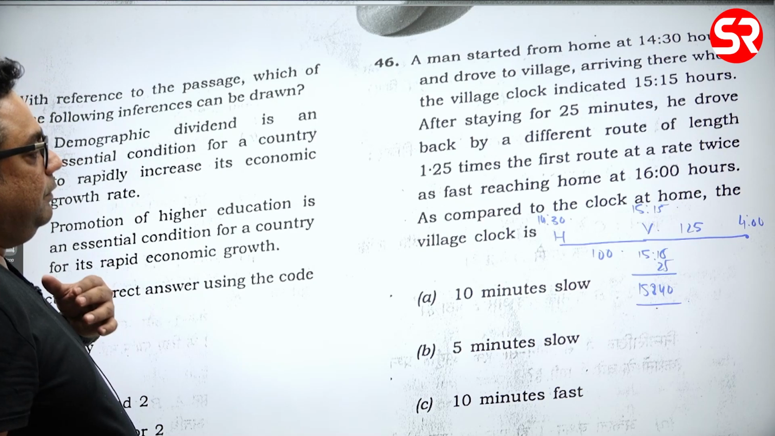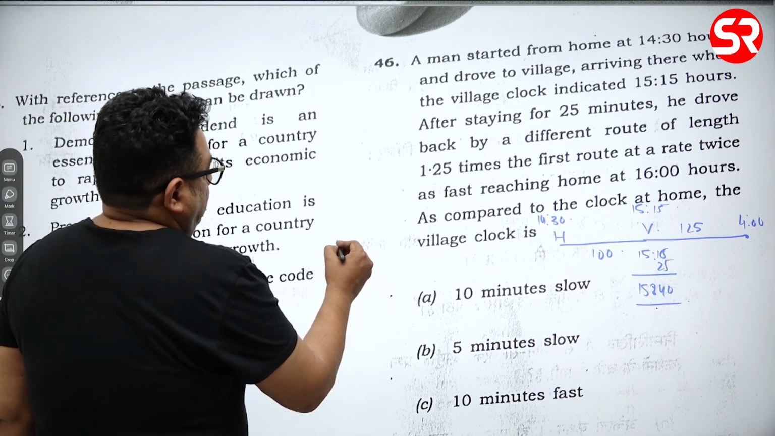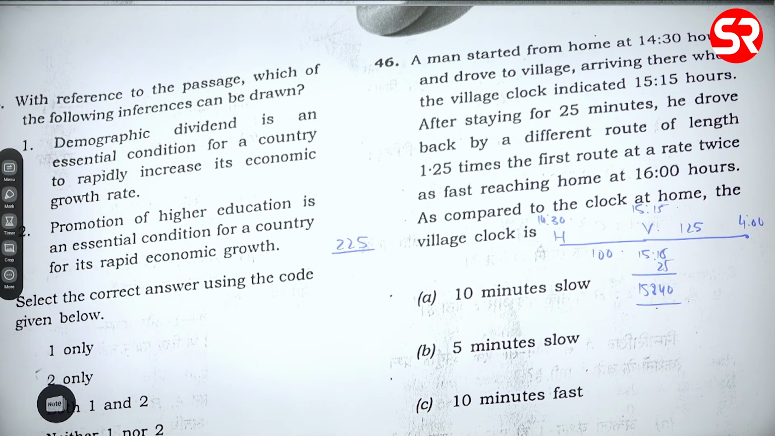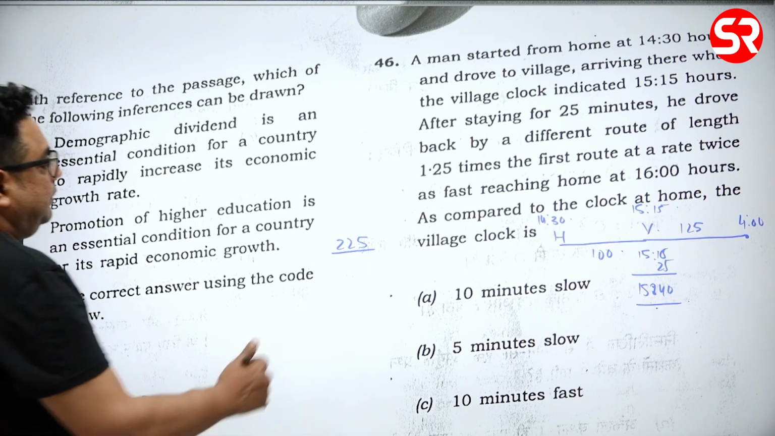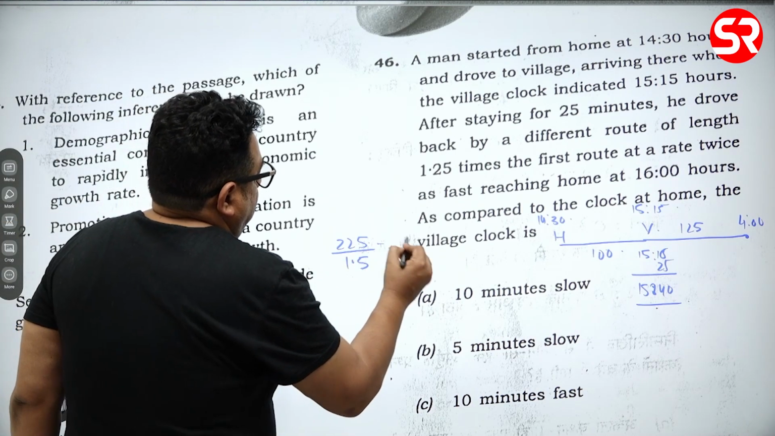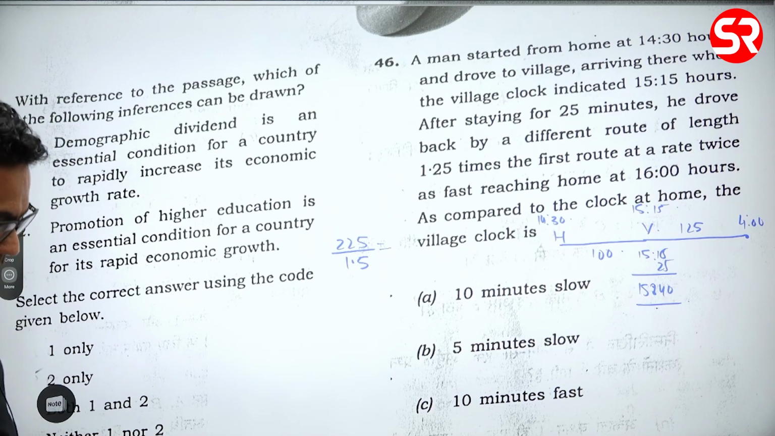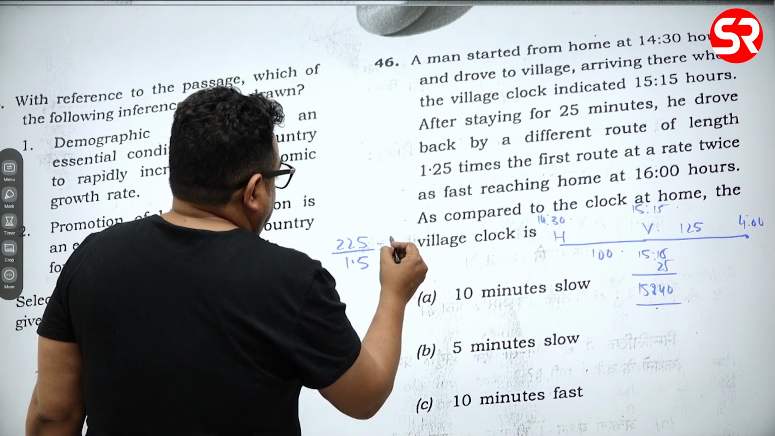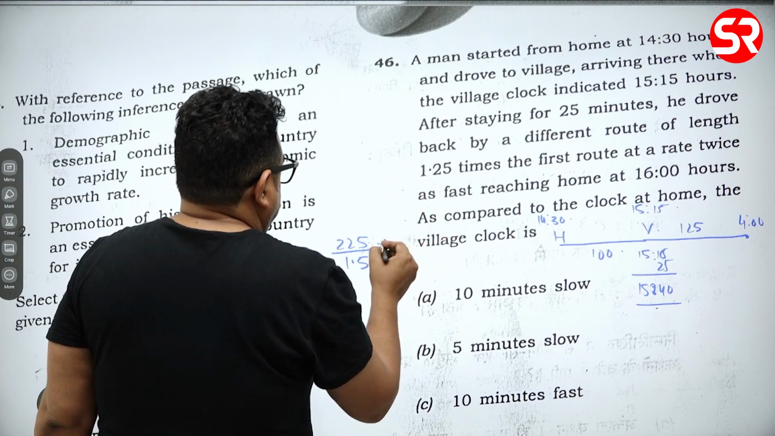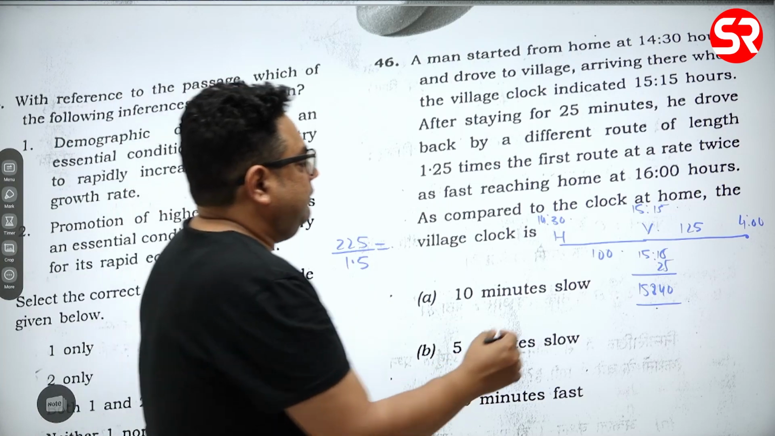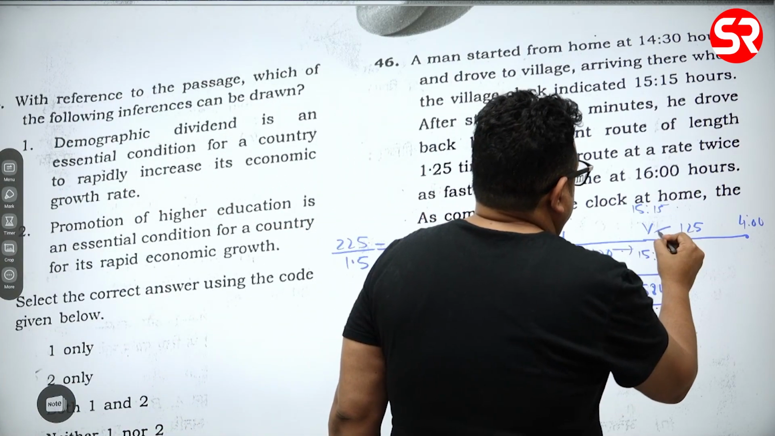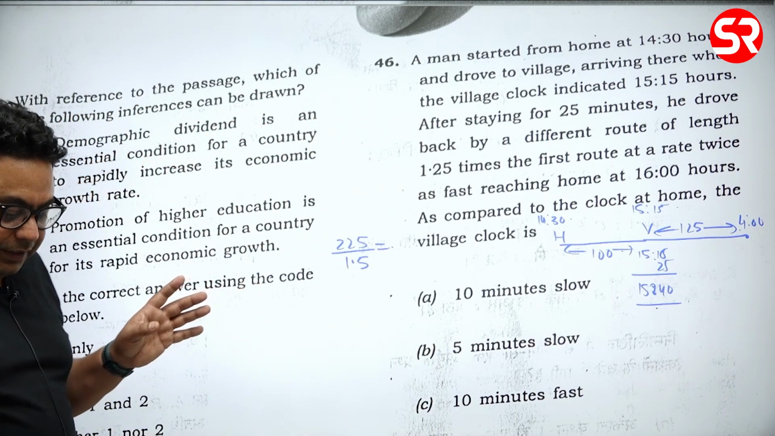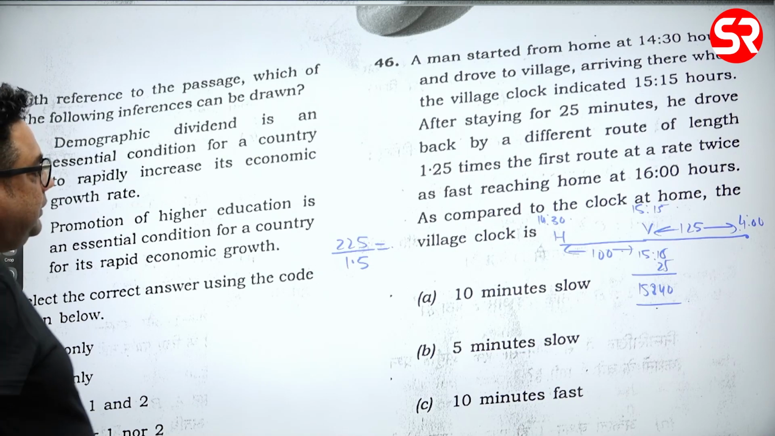So at the end you realize that he has traveled from his home and back to his home, total distance is 225, 100 plus 125, and total time taken by him comes out to be 1.5 hours. I have taken this as 100, and this is 125. So 225 by 3 by 2, this is a speed, which is 150.